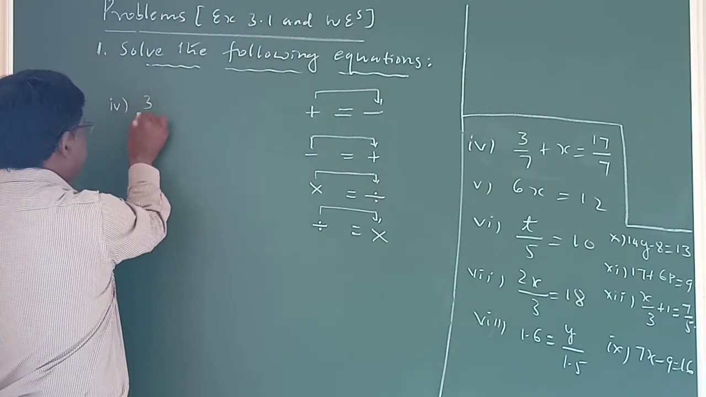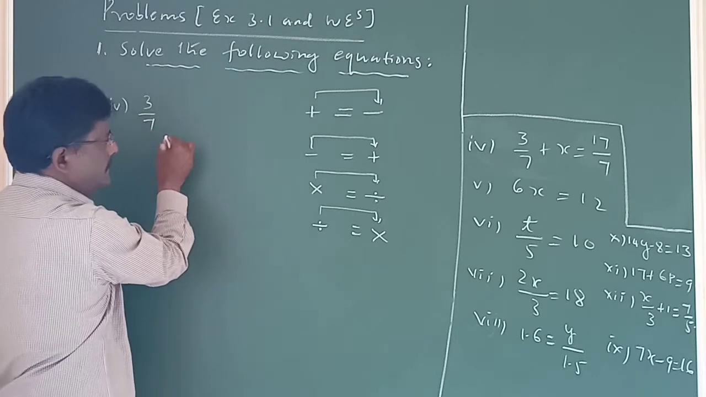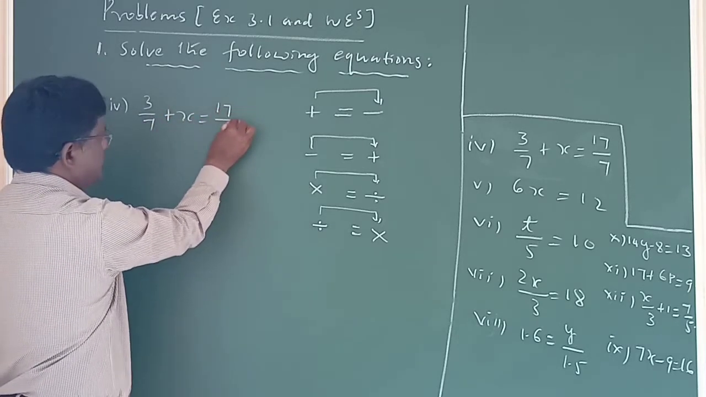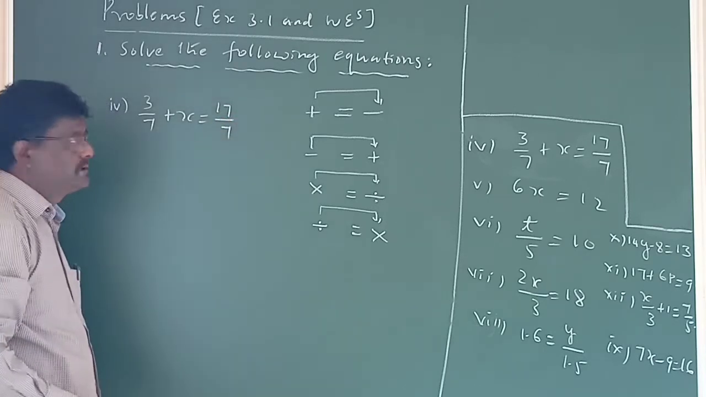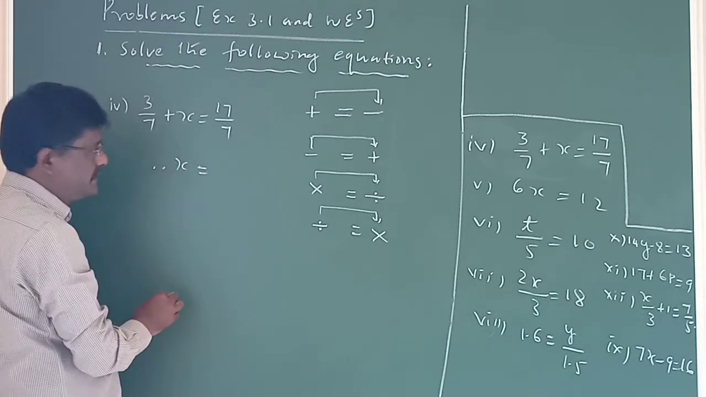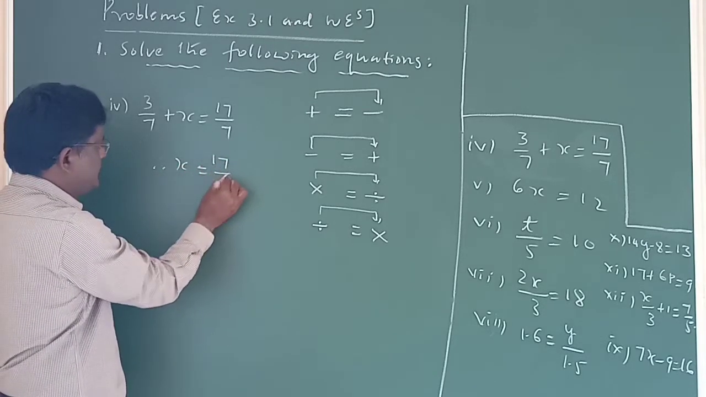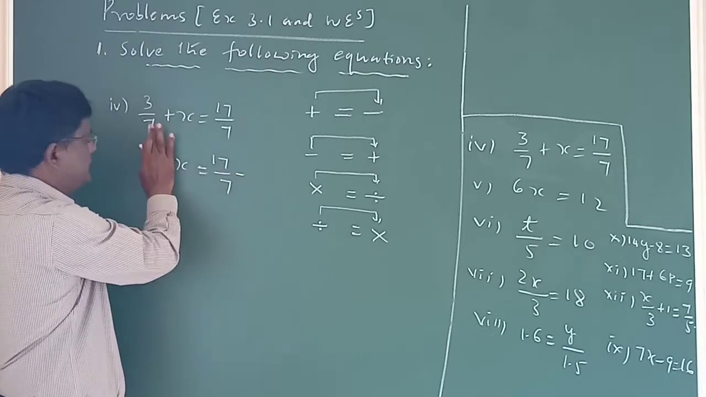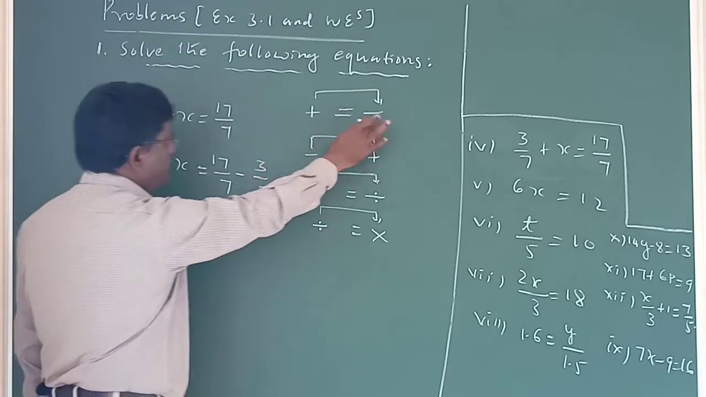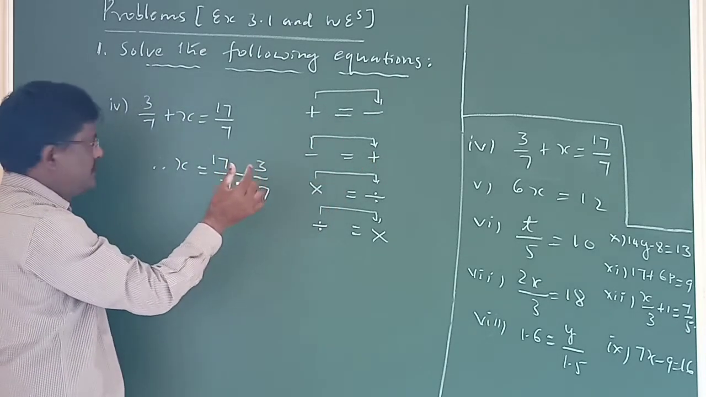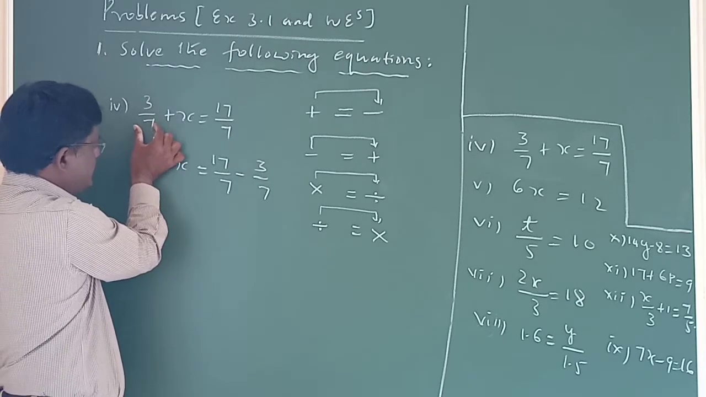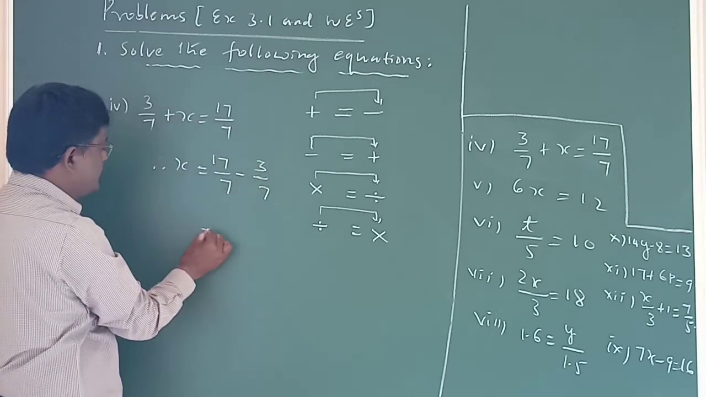3 by 7 plus x equal to 17 by 7. So, here the unknown is x. Therefore, let us keep the unknown on the LHS. 17 by 7 minus, shift this fraction, it becomes 3 by 7. Plus becomes minus. Here no confusion, children. It is addition, that means plus. Therefore, plus 3 by 7 becomes minus 3 by 7.